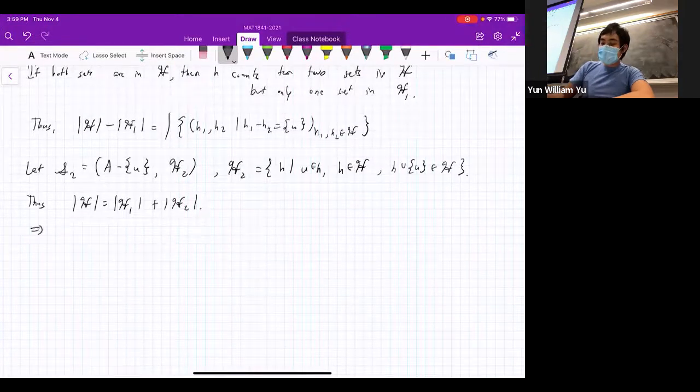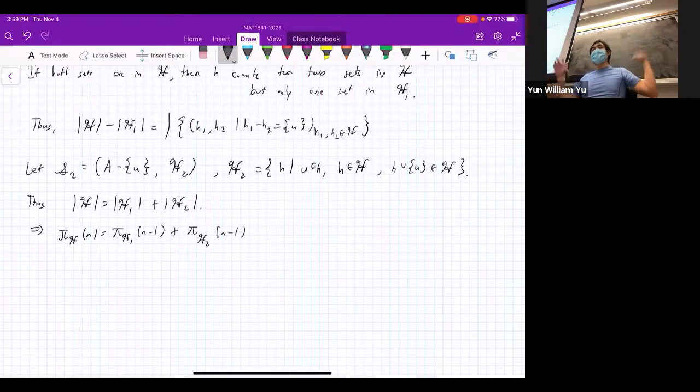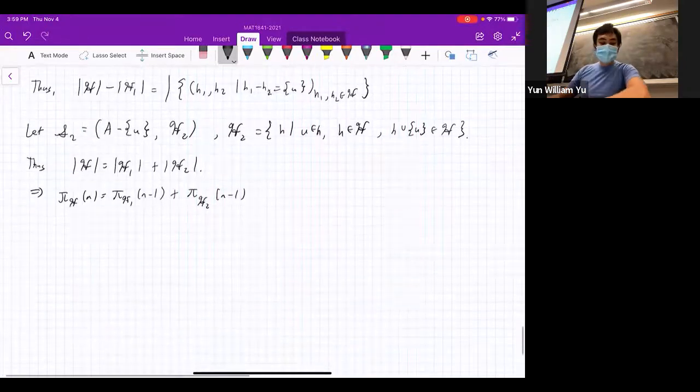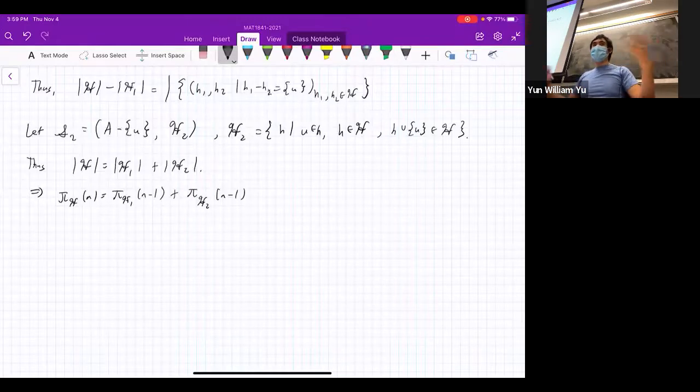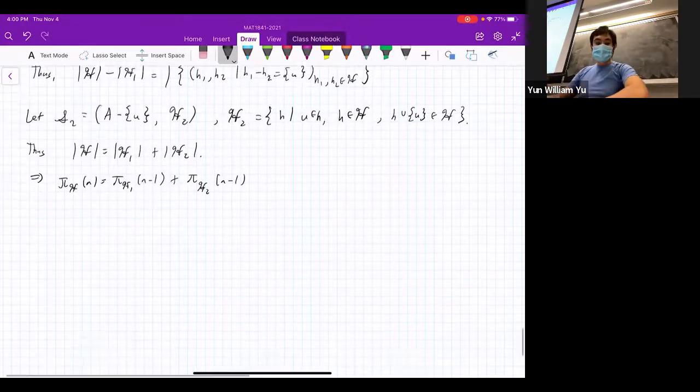And this implies that pi_H of n is equal to pi_H1 of n minus 1 plus pi_H2 of n minus 1, because H1 and H2 both correspond to sets in A minus u. And so these H1s and H2s are of size one less on these sets. So each set in H1 by construction corresponds to a unique A minus u intersect H.